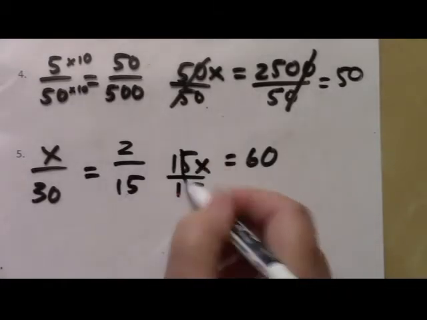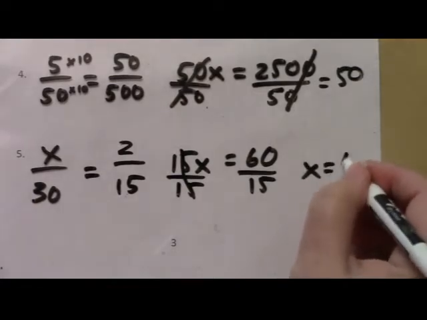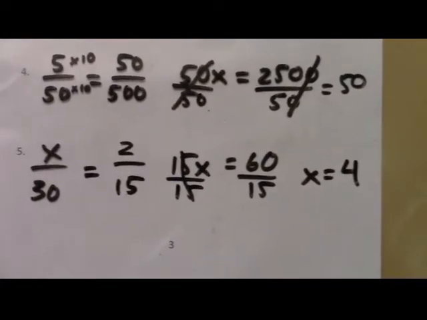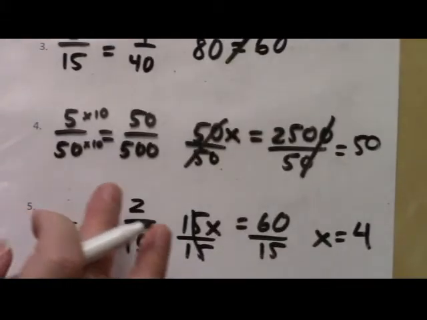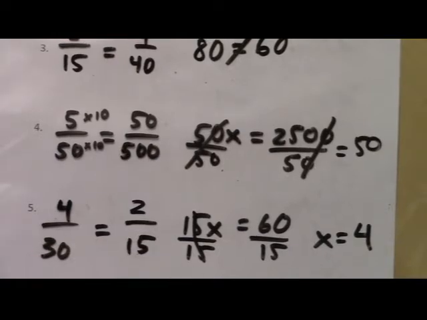Let's divide by 15. Divide by 15. Well, I know that 15 times 4 is 60, so x equals 4. And again, what does that mean? That means 4/30 is equivalent to 2/15. Okay, that's all there is to learning the introduction, a little bit about proportions and how we can test to see if proportions are equivalent and how to determine what an equivalent proportion would be.